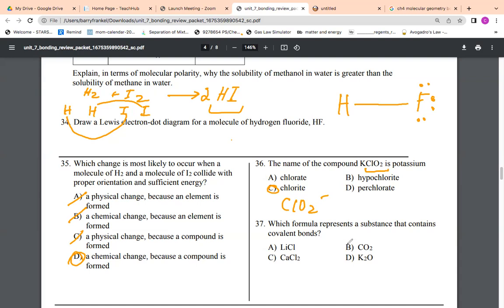Number 37. Which formula represents a substance that contains covalent bonds? A, not it. That's ionic. That's lithium, a metal, with chlorine, a nonmetal. Same for C. Calcium is a metal. Chlorine is a nonmetal. That's also ionic. Same for D. Potassium is a metal and oxygen is a nonmetal. That is also ionic. The only thing that is covalent here is choice B. Carbon dioxide specifically is nonpolar covalent.